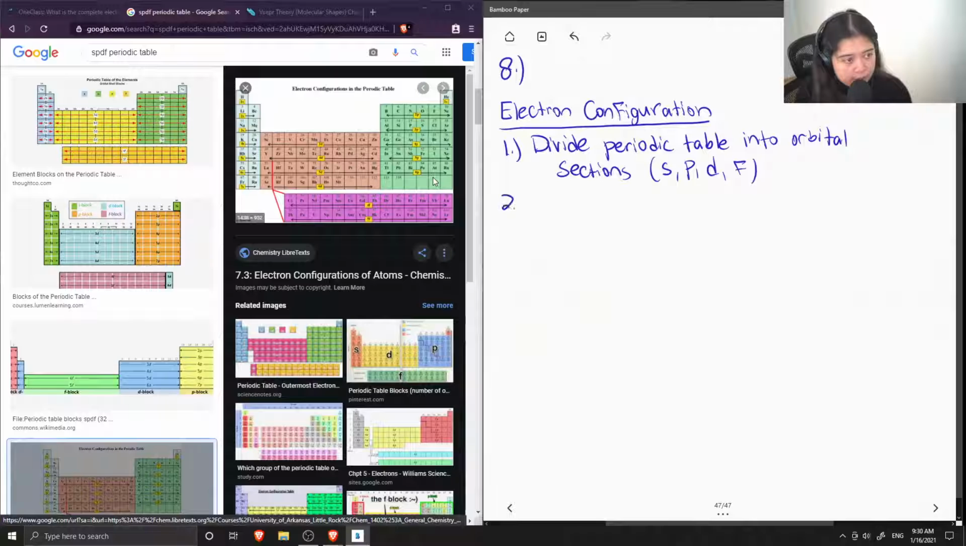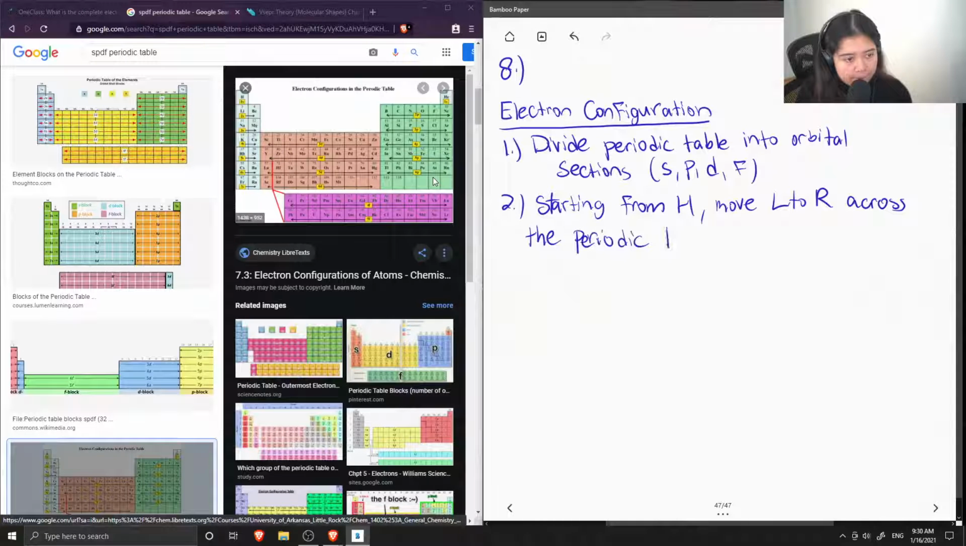So the second step is to start from hydrogen. You move left to right across the periodic table, writing the row number, then the block letter.